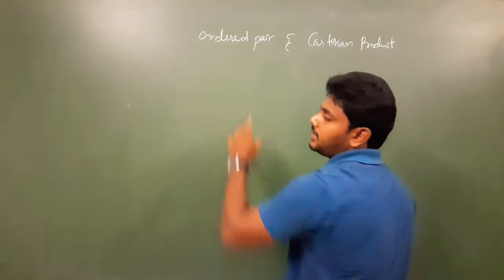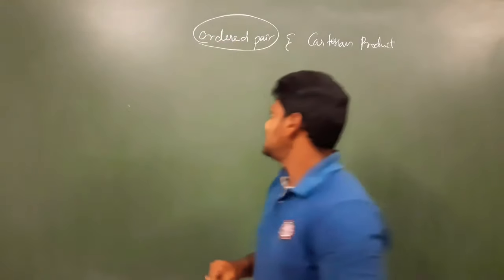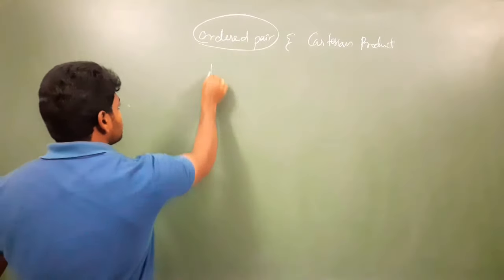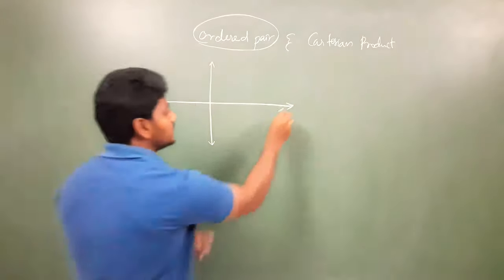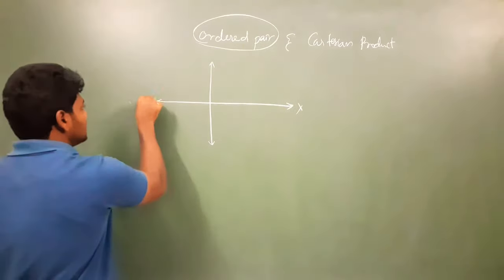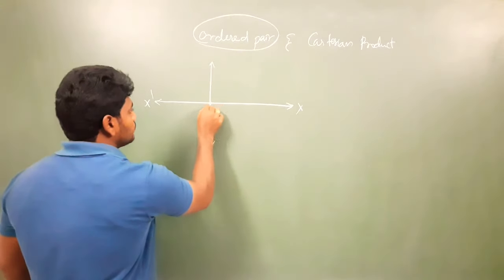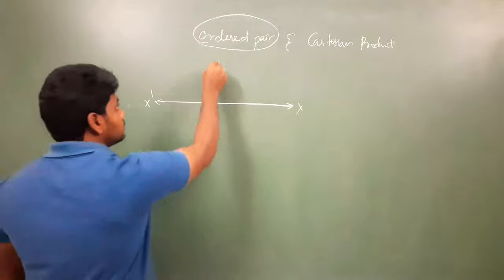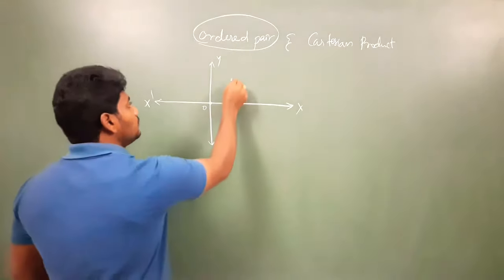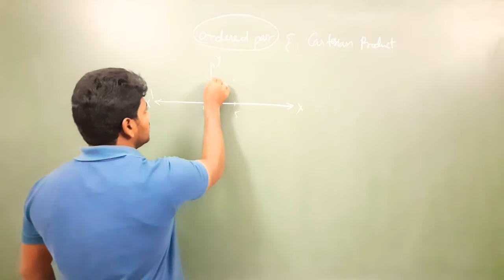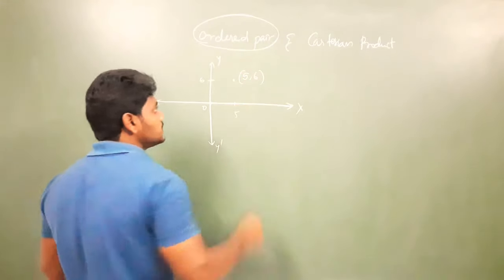What do you mean by an ordered pair? For example, if I consider a Cartesian plane, this horizontal line we consider as the x-axis, this is x and this is x dash. From here to here are negative x values. This is the origin, 0, 0. This is the y-axis, vertical line y, and this is y dash. Now, if I take any point here, this is 5, and for example this is 6. So what is this point? This point is 5, 6.